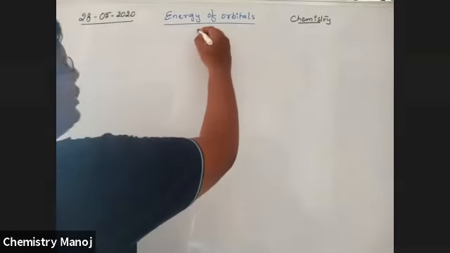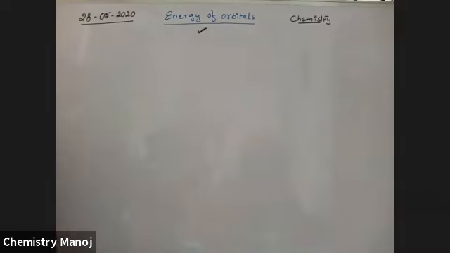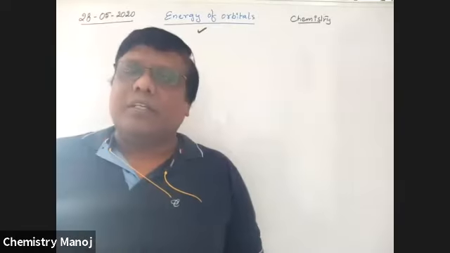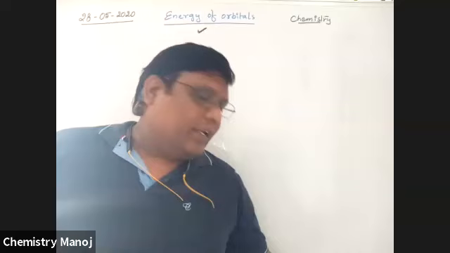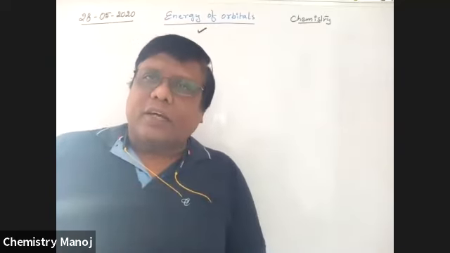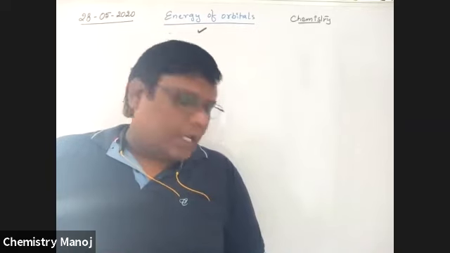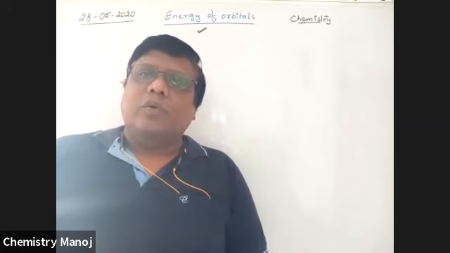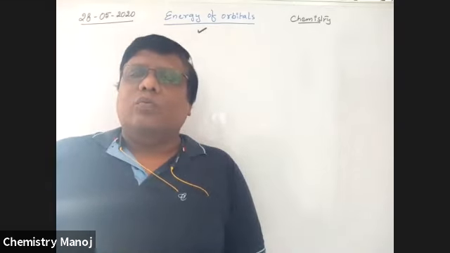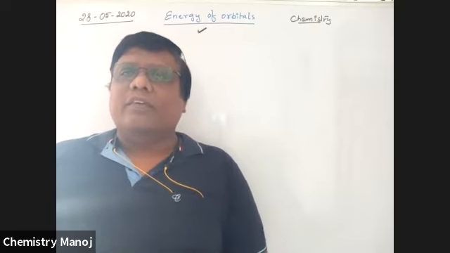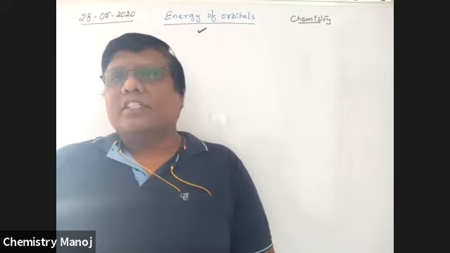Now our topic is energy of orbitals. Here, the energy of the different available orbitals is explained with respect to the single electron system and the multi-electron system. We are going to explain which orbital has less energy and which has more energy. So let us take single electron systems.